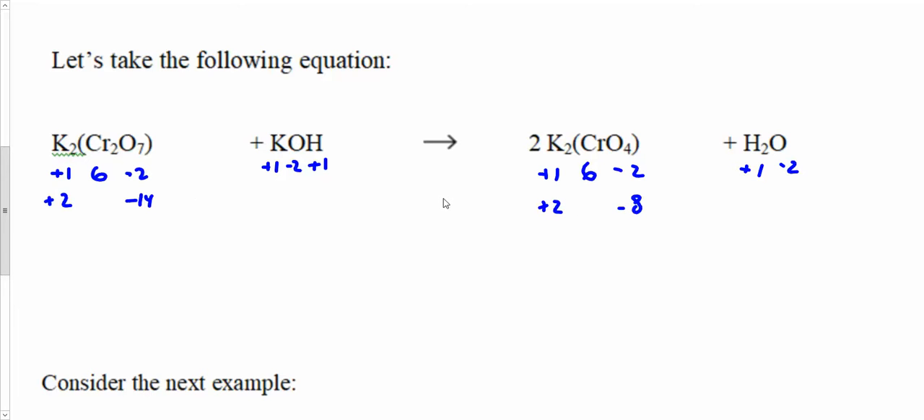So now let's take a look at the atoms. On this side, K is plus 1, and on this side, it's plus 1. On this side, O is minus 2, and on this side, O is minus 2. On this side, Cr is plus 6, and on this side, it's plus 6. H is plus 1, H is plus 1. All the oxidation numbers on this side are the same as the ones on this side. This is not a redox reaction.